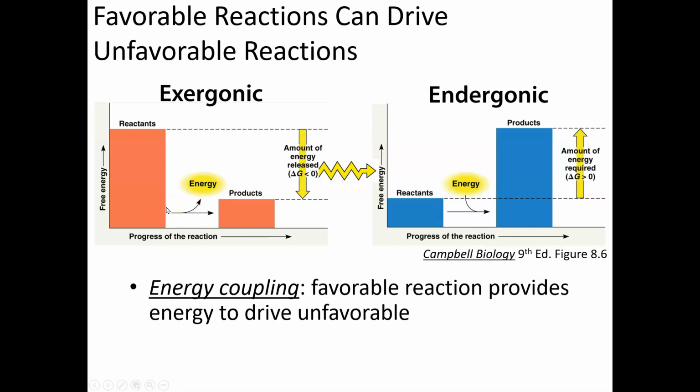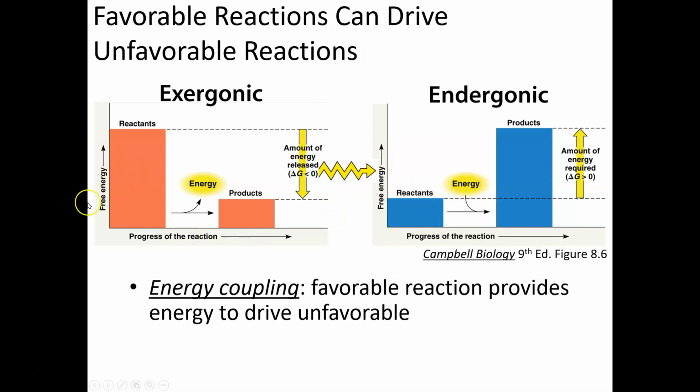So sometimes, physiologically, we couple reactions and try to make a favorable reaction happen to make an unfavorable reaction happen. So we release energy in a favorable exergonic reaction and then use that energy in the next step in an endergonic reaction. And by doing this energetic coupling, we allow reactions to move.